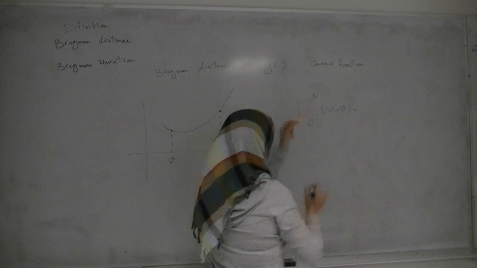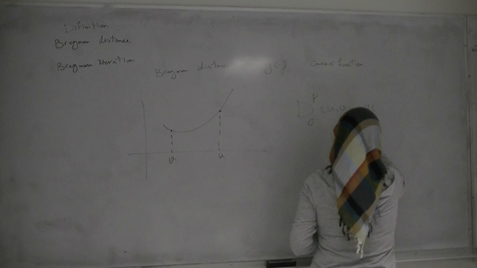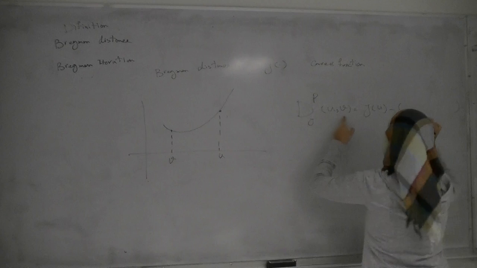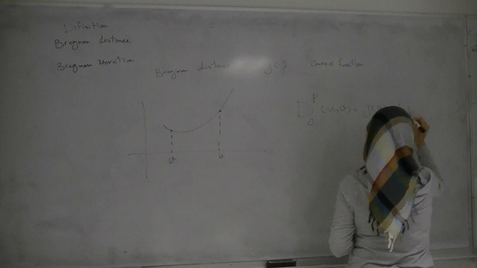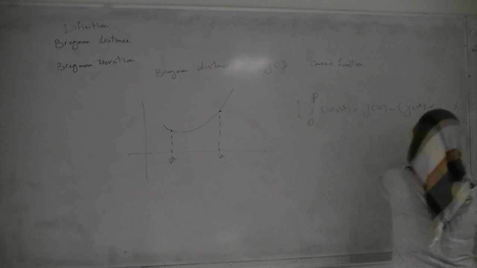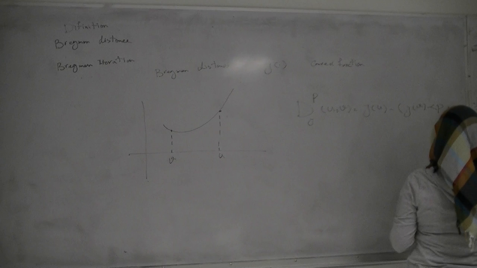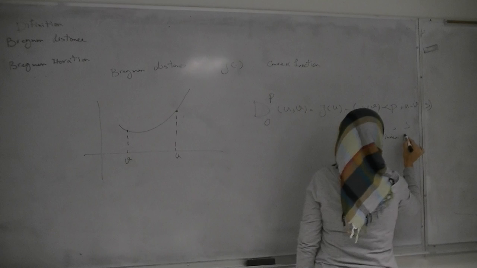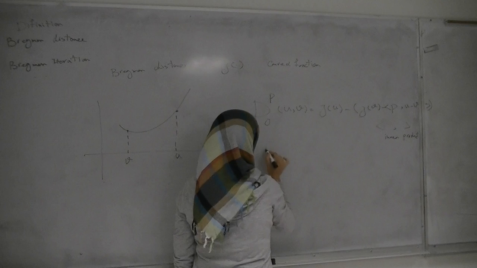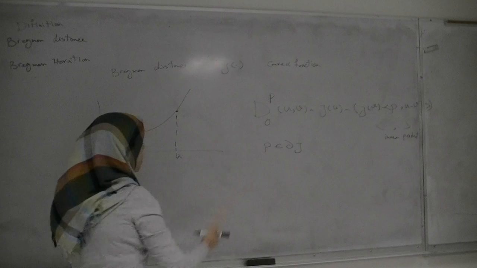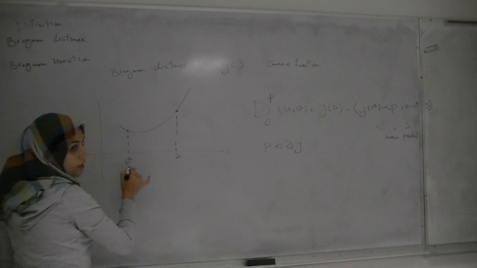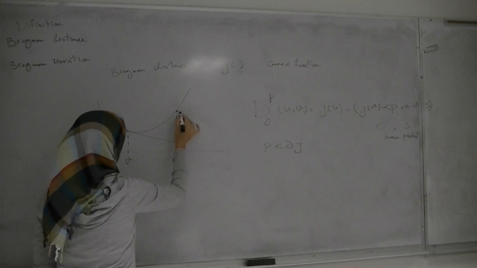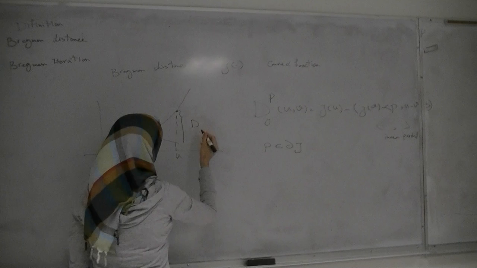The Bregman distance, D_J^P(U,V), is just J(U) minus the Taylor expansion of J in that form, and P is the gradient of J at the point V. So this one is the Bregman distance of U and V.